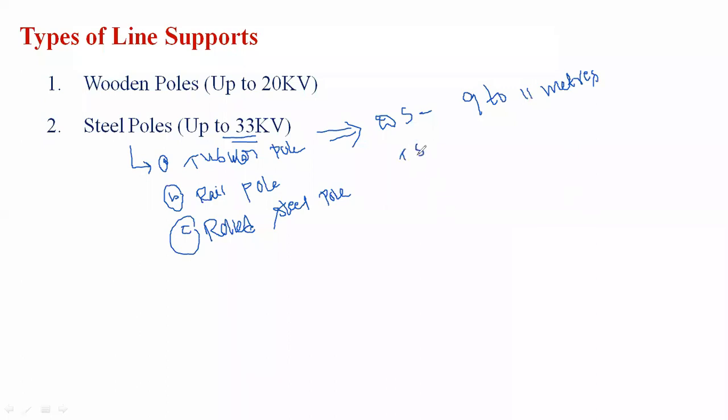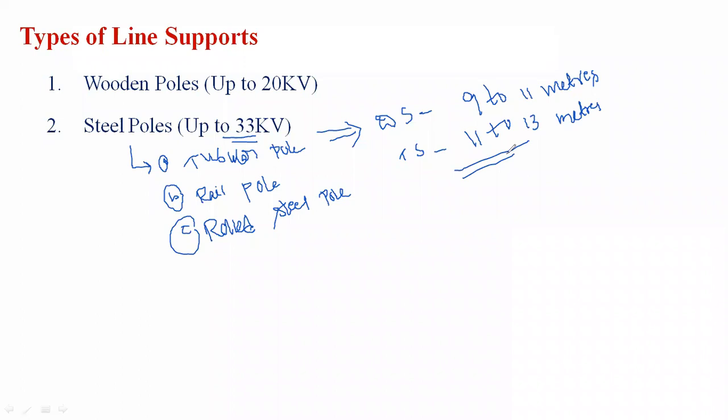For the transmission side, the height of the steel pole is 11 to 13 meters. That is used for transmission purposes, in the sense that 11 kV and 33 kV are used. For the supporting structure, the height from ground level to the conductor level is 11 to 13 meters. Here the advantage is that the mechanical strength is good.